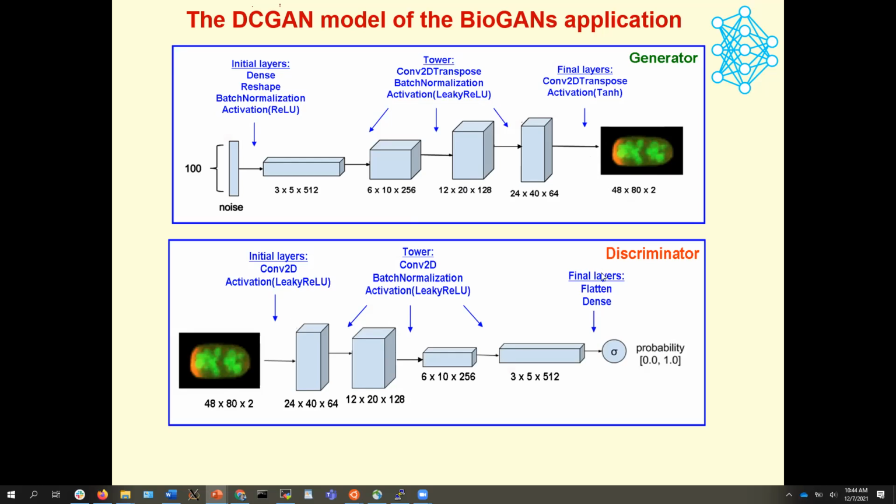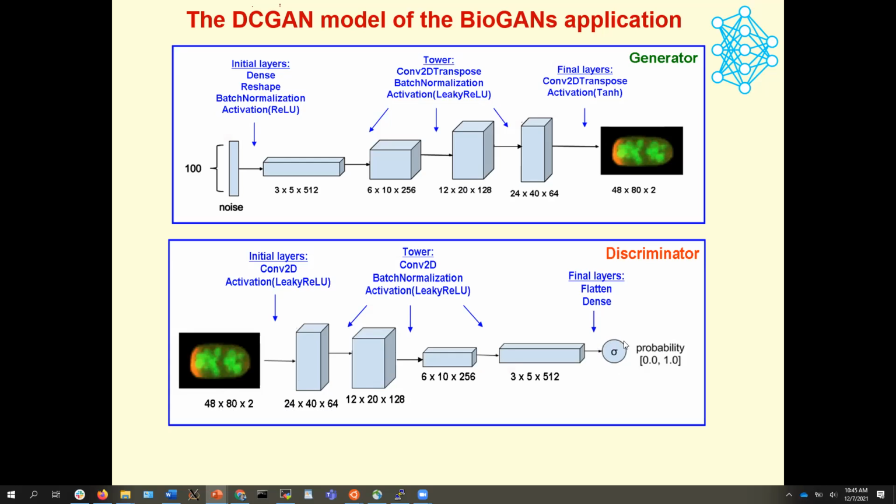And the discriminator network is performing a kind of opposite operation. It starts from a 2-channel image, then it performs a regular convolution. It reduces the size of the image twofold, say convolution with stride 2. So there will be a stack of 64 images of size 24 by 40. Then again and again the same operation.